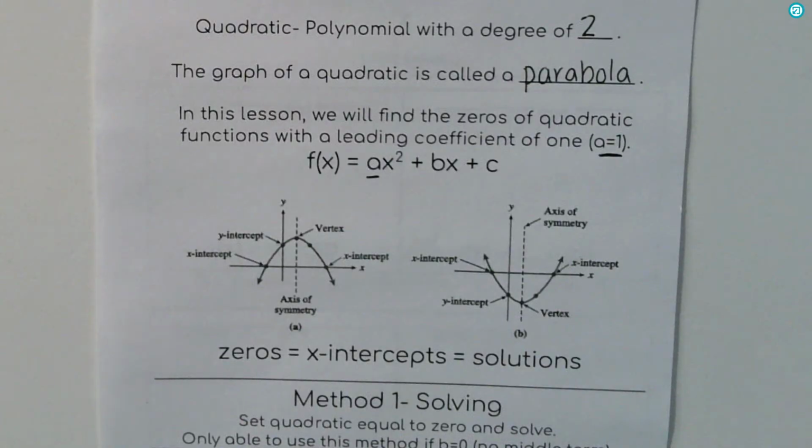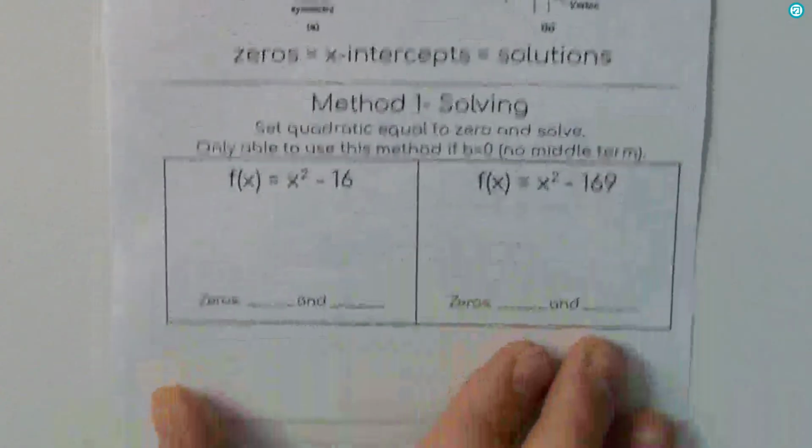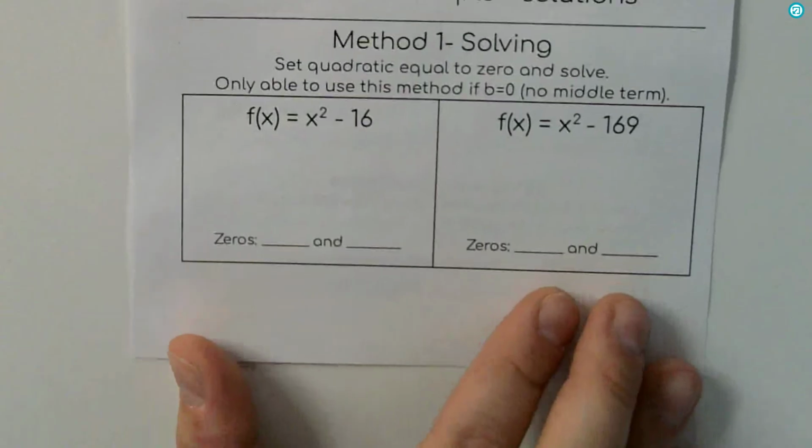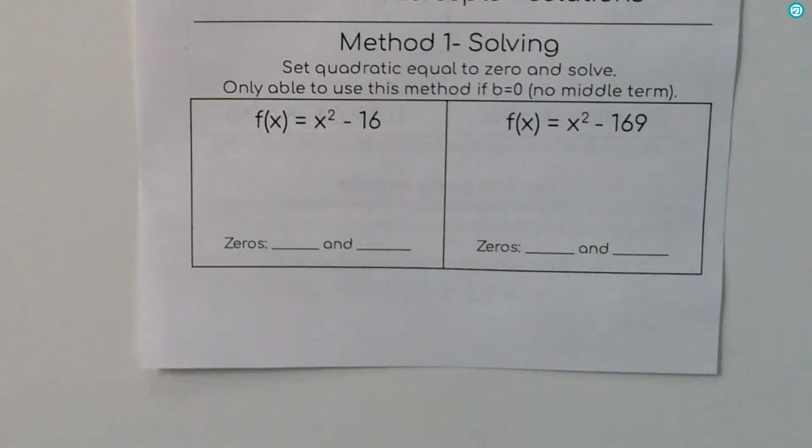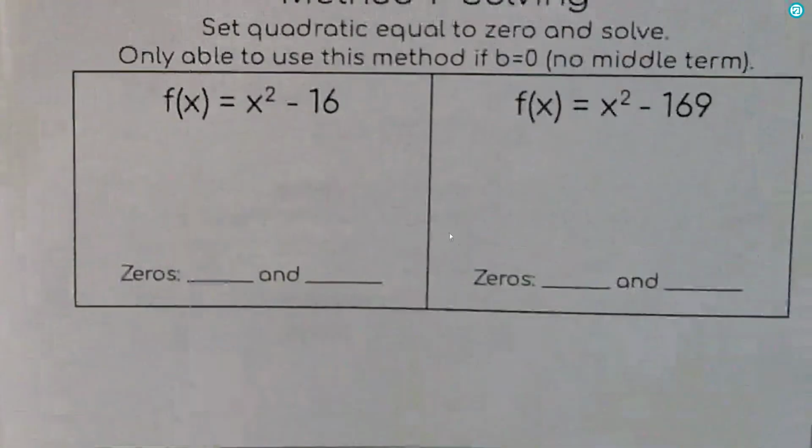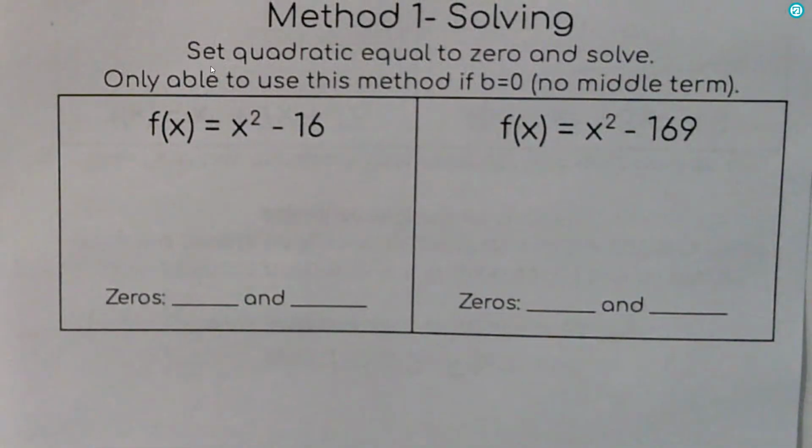All right, we are looking at 2 methods of finding those zeros today. Method 1 is just solving, so we are just going to solve for x. To find those zeros, we want the quadratic function to equal 0. So the first thing we are going to do is set our quadratic equal to 0, and then we just solve like a normal equation.